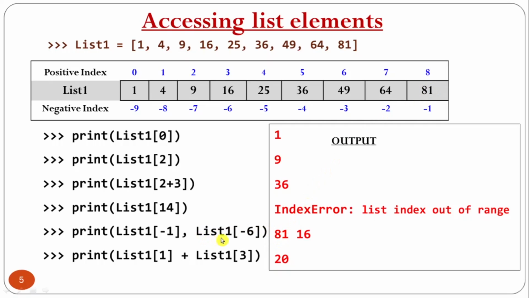And in the same print statement, I have used LST1 of -6. The item at the -6 index is 16. So the output will be 16. So this statement will generate an output 81, 16. Next example, LST1 of 1 plus LST1 of 3. LST1 of 1 is 4 and LST1 of 3 is 16. So 4 plus 16 will give 20 as the result.